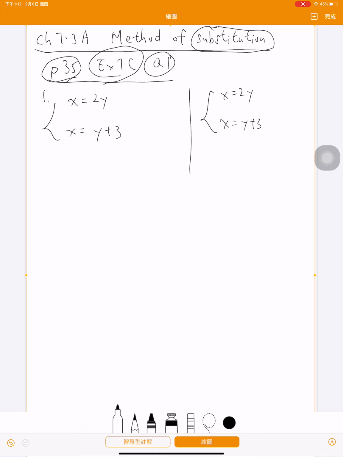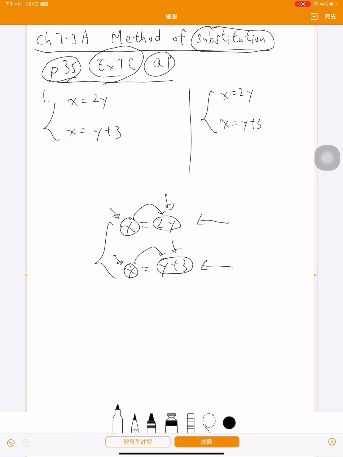I've already copied the question here. First of all, I write it down here again. You can see this question is very easy because it's level 1, but we can think about the concept. For this equation, x is equal to 2y, right? For the second equation, x is equal to y plus 3, right? In both equations the subject is x. That means x is equal to 2y, and also x is equal to y plus 3.